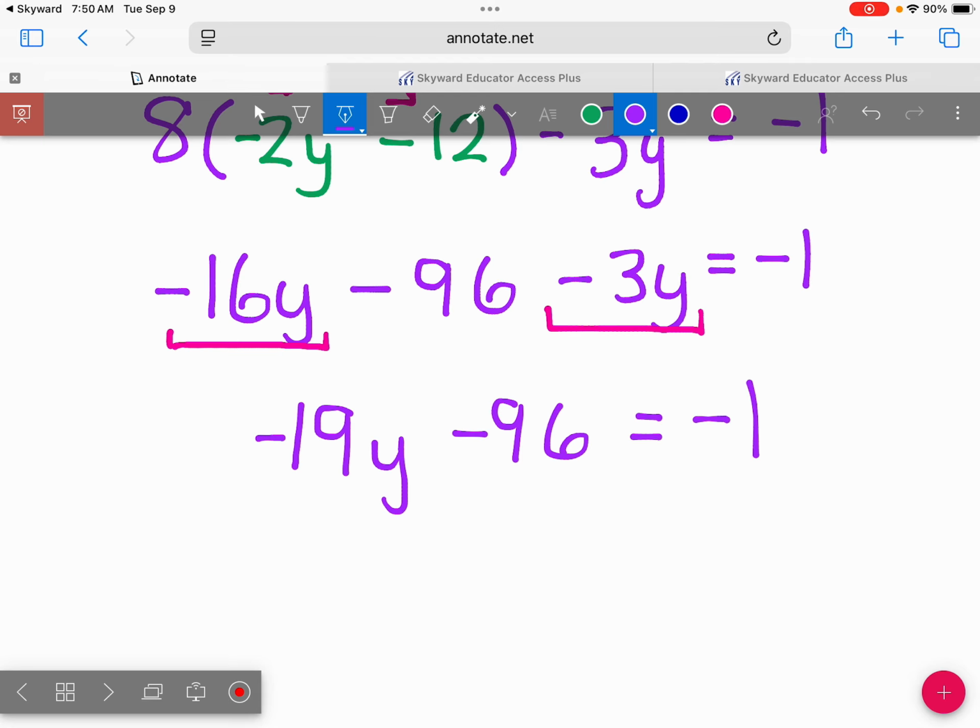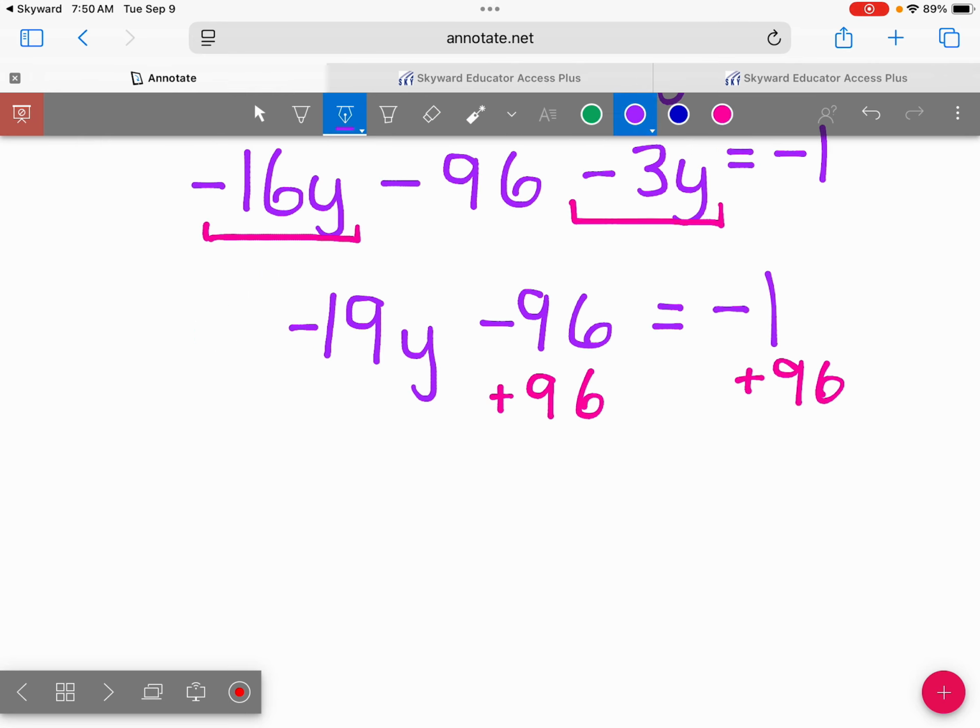What do you want to do next? There's options at this point. Add 96 is a valid option. Plus 96. So that's going to give us our minus 19y equals negative 1 plus 96 is going to be a positive 95. Unpleasant.